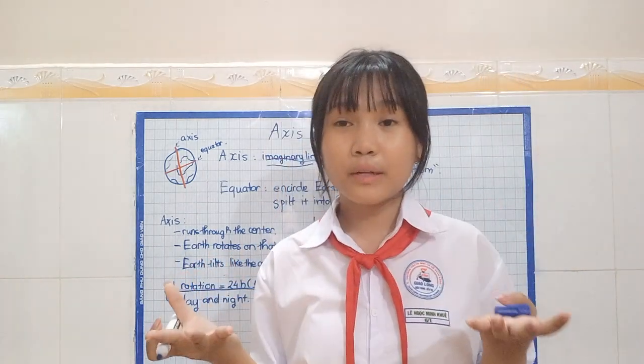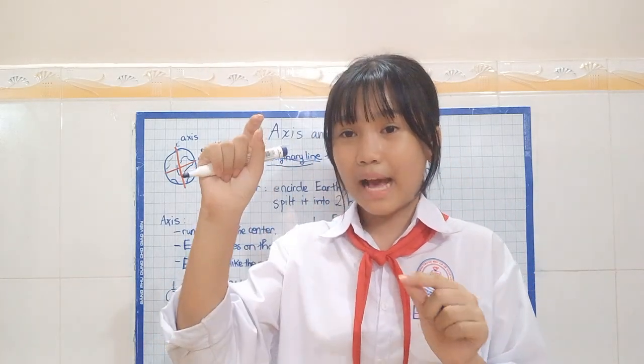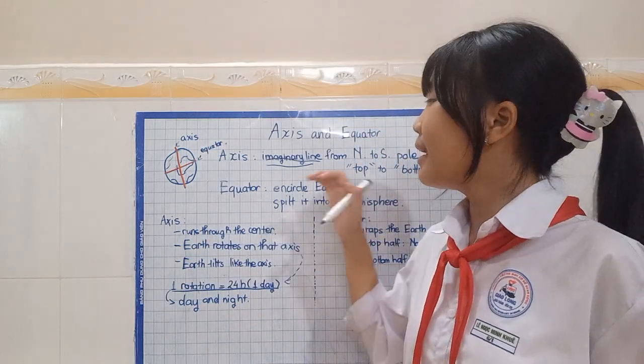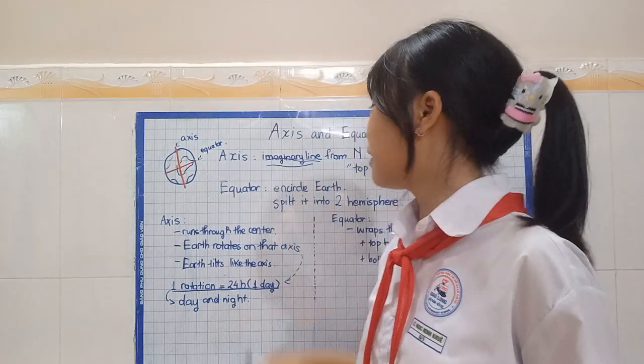If you have ever looked at a globe, you could see that it's tilting, right? At the side of the tilt, you could see the axis. So it is an imaginary line from the North Pole to the South Pole of Earth.